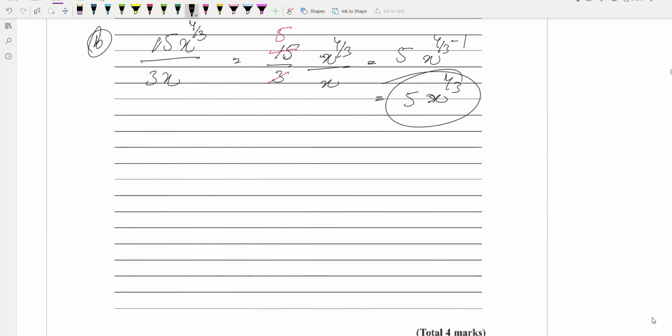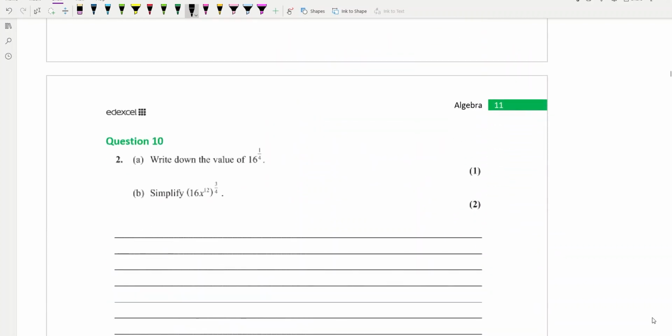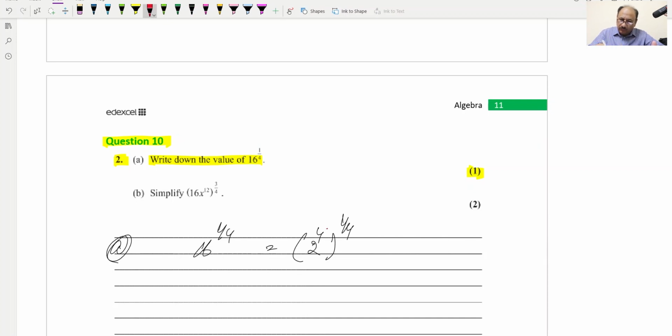It's a 2 marks question which we have done. Question number 10, which is question number 2 of the past paper. Write down the value of 16 raised to the power 1 by 4. This is a 1 mark question. So for the A part we can write 16 raised to the power 1 by 4. So 16 can be written as 2 raised to the power 4. So we can write it as this one, and 4 and 4 will be cancelled, and our final answer will be 2 raised to power 1, which we can write as 2. So this will be the final answer. This is a 1 mark part.